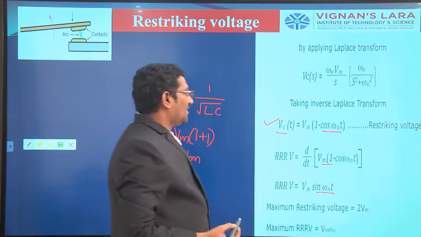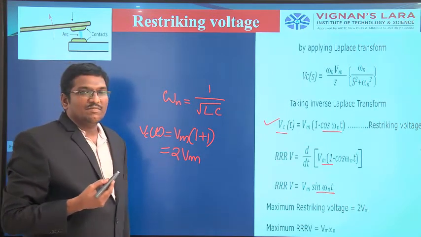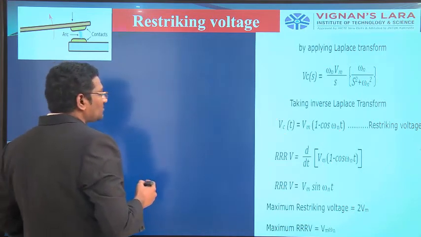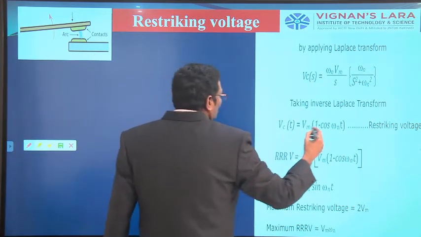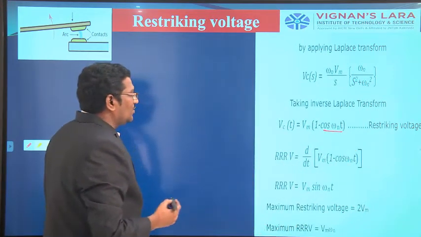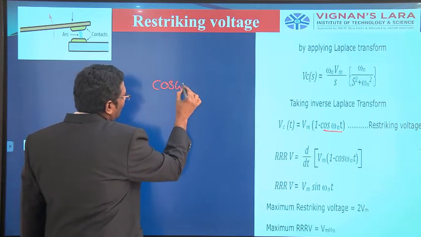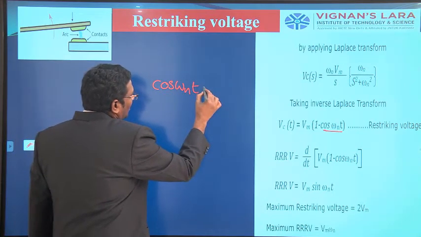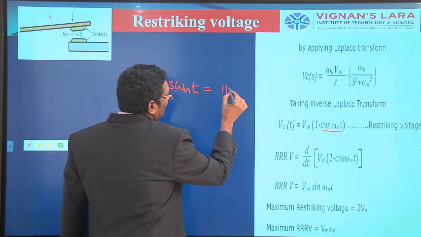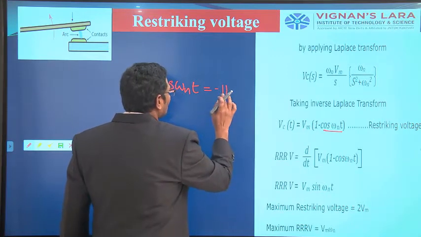Another point is at what instant the restriking voltage is maximum. For that, we need cos omega nt equal to minus 1, that is, omega nt equal to pi.